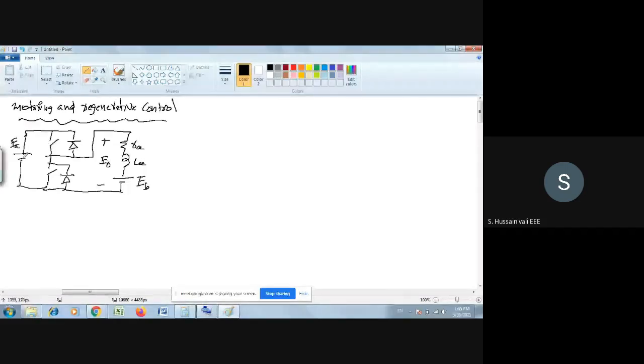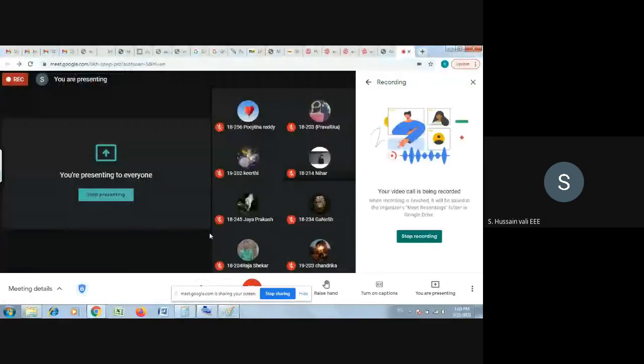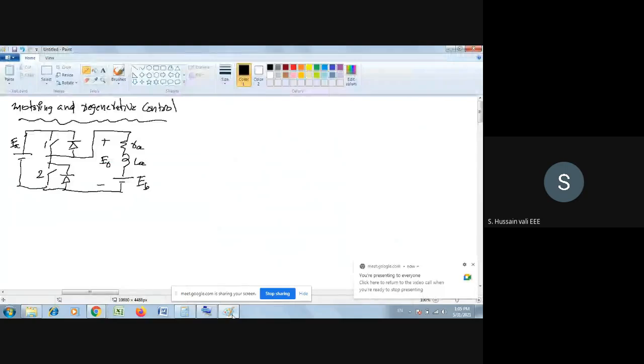Okay. So this is the circuit diagram. You have two switches, and two diodes are there. This circuit diagram has both: it can run the machine in both motoring and regenerative modes. Okay. So we will see how. This is B1, and this is B2.